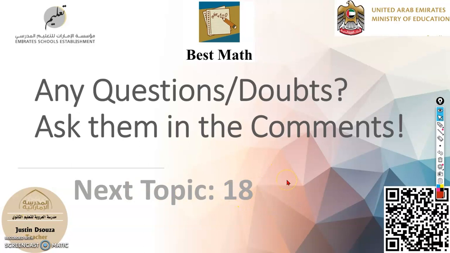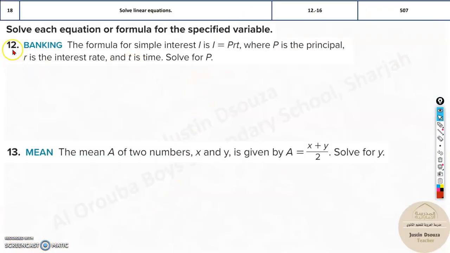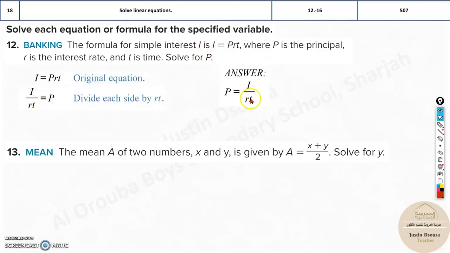Topic number 18 is another simple topic where we have to solve linear equations. Here you have a problem, that is to solve the formula for simple interest. Okay, they have given the formula for simple interest I equals PRT, that is principal, rate of interest, and time. Now you need to solve for principal P. Principal is amount. All you need to do is rearrange, take R and T to the other side. It will be I divided by RT is equal to P. That's it. This is the answer.